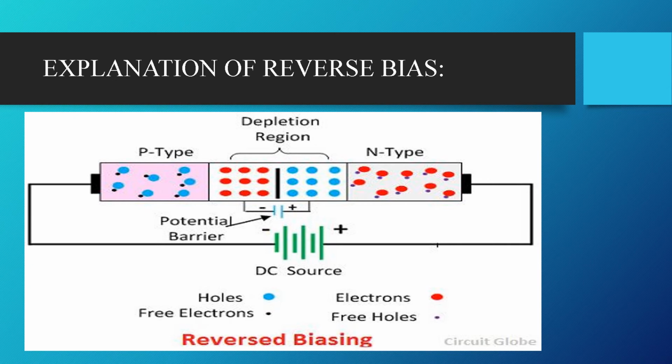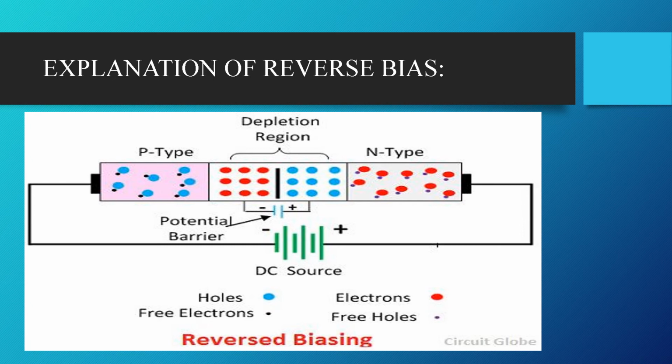As a result, the depletion region becomes wider. This condition of a diode is called the reverse bias condition. At this condition, no majority carriers cross the junction. Instead, they move away from the junction, which means that the diode blocks the flow of current when it is in reverse bias.